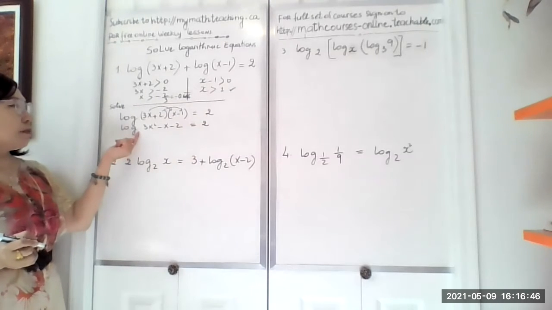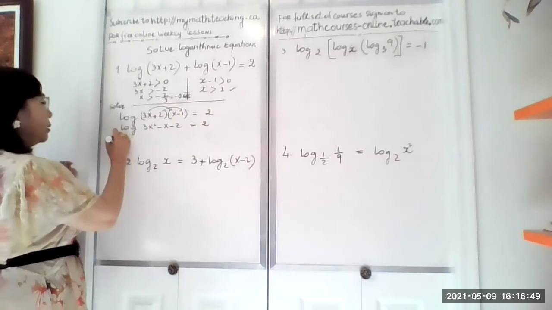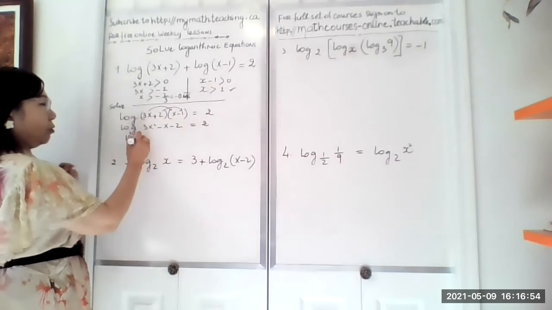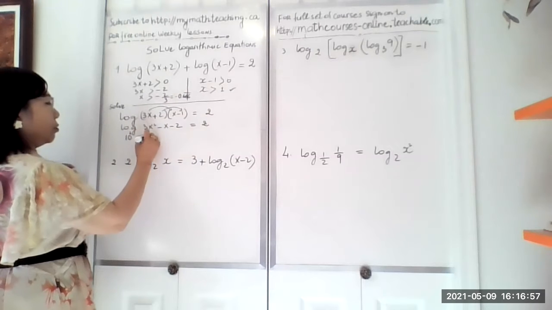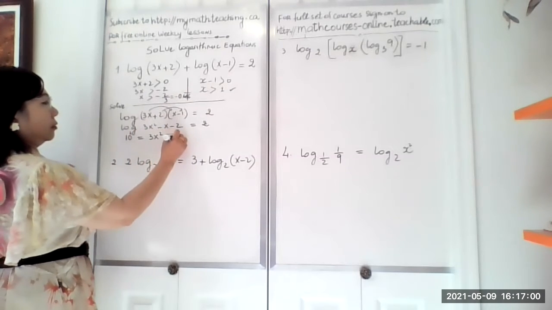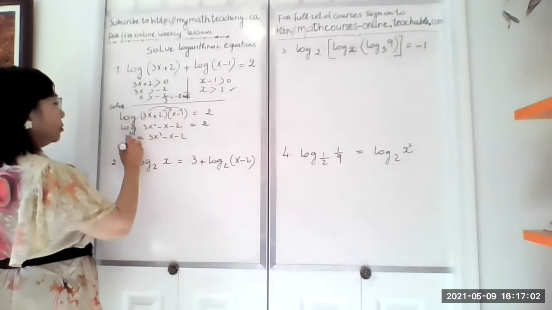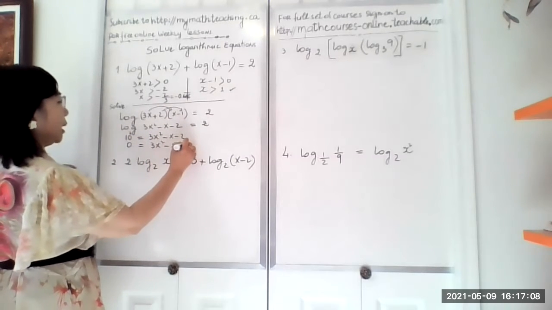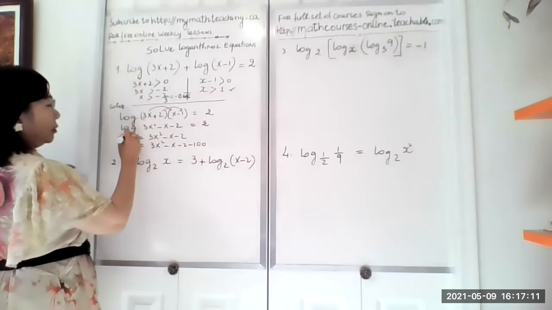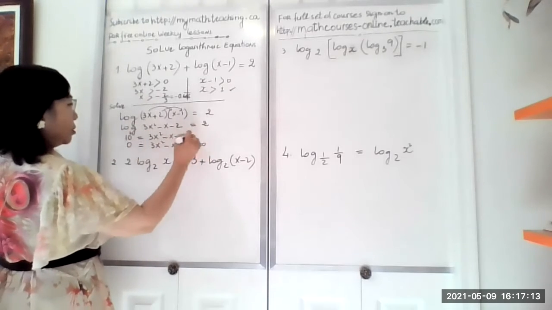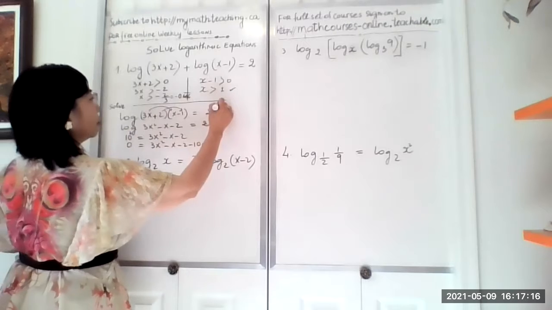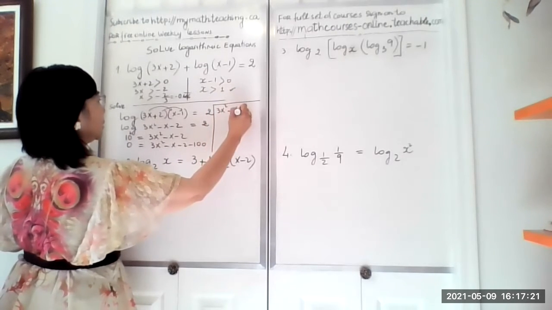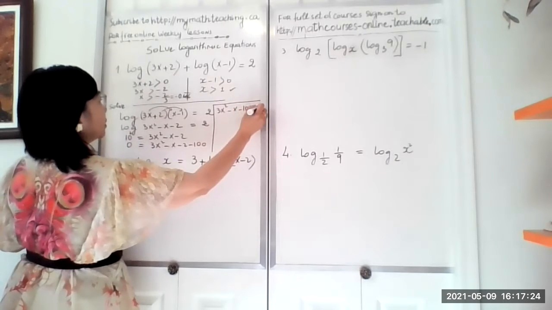Now noticing this is base 10, it means 10 to the power 2, where 2 is the power. That's how the log works: 10 to the power 2 equals this expression. Move this over, and we have 0 equals 3x squared minus x minus 2 minus 100, since 10 to the power 2 is 100. So this becomes 3x squared minus x minus 102 equals 0.